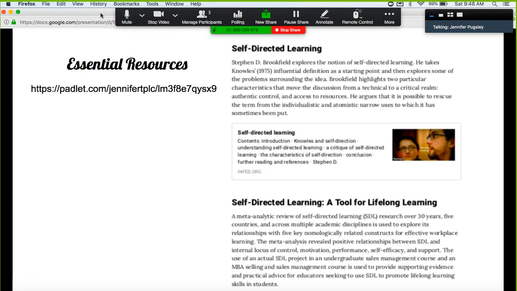Up next is the essential resources for our Padlet. And on the next few slides, it's going to show that, and then we're going to take a live look at the Padlet. One important takeaway that my group learned from completing a Padlet together was how easy it was to collaborate and share resources together about our particular PLC topic on self-directed learning.